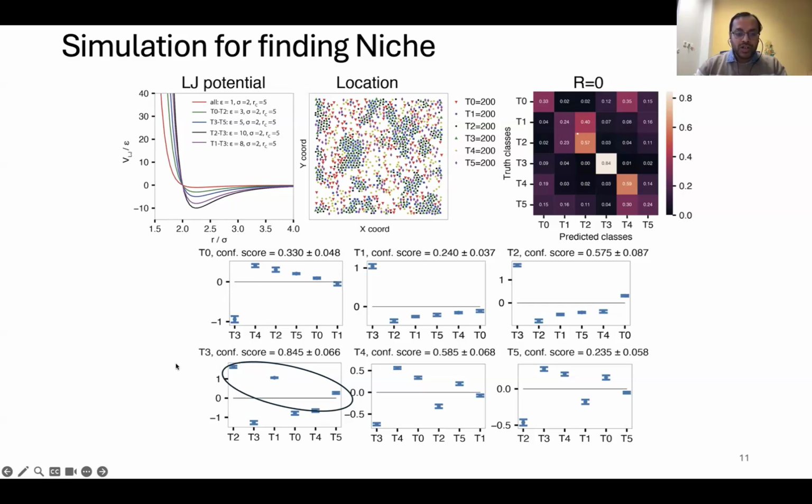If we focus on the T3 niche, the T3 niche is predicted to have the highest score in the neighborhood for T2, the second highest for T1, and the third highest for T5, which is the same as I reflected in the potential. T2 to T3 has the highest potential, and that came out. So that means this niche prediction task worked nicely.